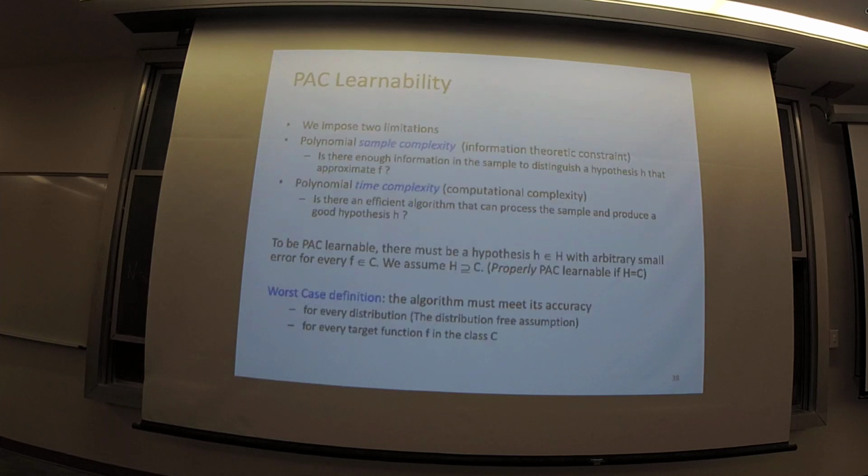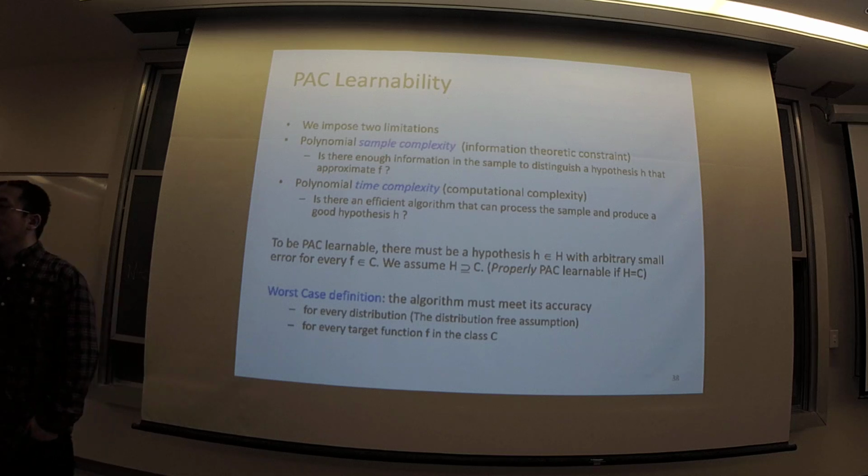Any questions so far? What does it mean to be properly PAC learnable? It just means your hypothesis space H is the same as the concept class C. This is jargon. I don't know why they define it to be properly PAC learnable. It's just jargon, but this is equivalent to saying H equals C.